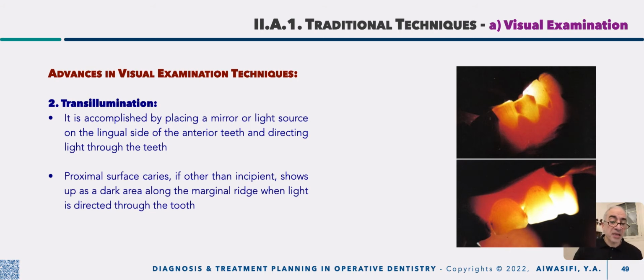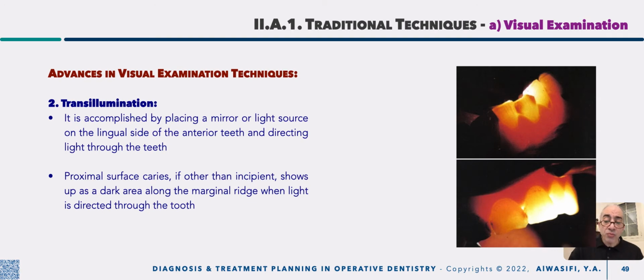The proximal caries could appear as a dark area even if it is incipient, and it will be shown as a darker area. It will help you to diagnose incipient caries in proximal areas. It's as simple as having a light source from one side and a mirror to receive the image, and just noting the darkness as it appears in this photograph.